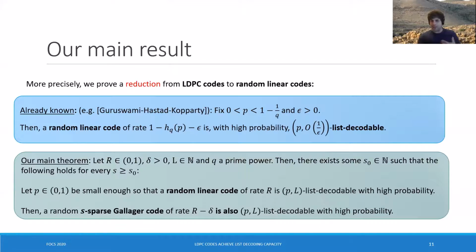So this theorem is just a reduction. It says, okay, if you found parameters for which random linear codes do a good job of list decoding, then you can take a Gallager code with very similar parameters, and it's also going to do a good job of list decoding with the same parameters. And since we already know that random linear codes do a good job of list decoding, this proves that Gallager codes do a good job of list decoding.